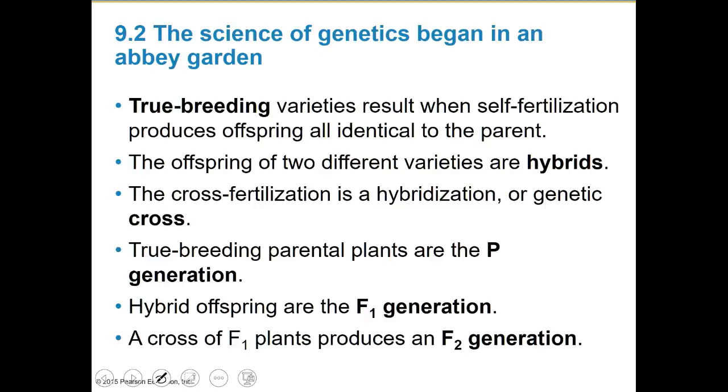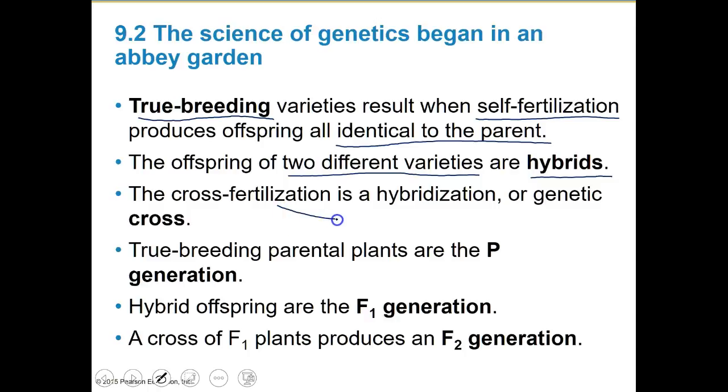Okay, so true breeding varieties, and this part is important, are varieties that resulted from self-fertilization and produced offspring that are all identical to the parent. Okay, if an offspring comes from two different varieties, we call those hybrids, and we'll see that term come up a lot. So the cross-fertilization is a hybridization.